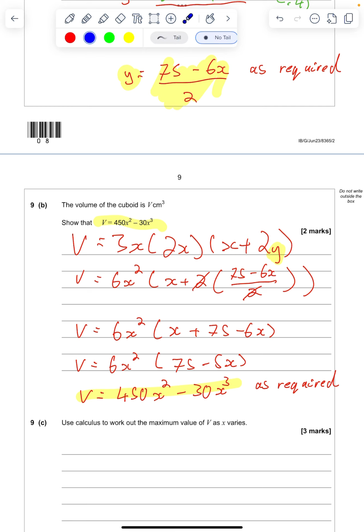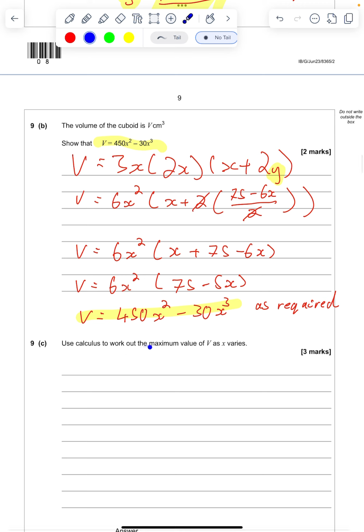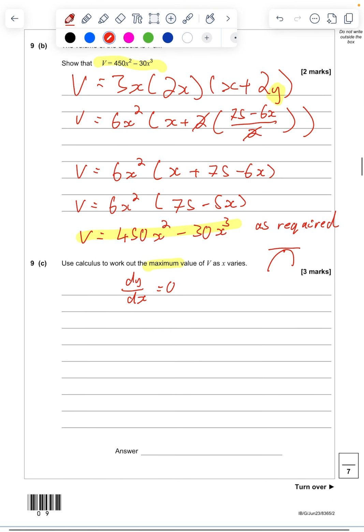Okay, and then part C is saying use calculus to work out the maximum value of V as x varies. Now, maximum values is all about differentiation, and a maximum basically is just saying you want the very top part, that's when the gradient is 0. So that's when dV by dx is equal to 0. So you're going to differentiate dV with respect to x, okay? So you're differentiating this thing up here.